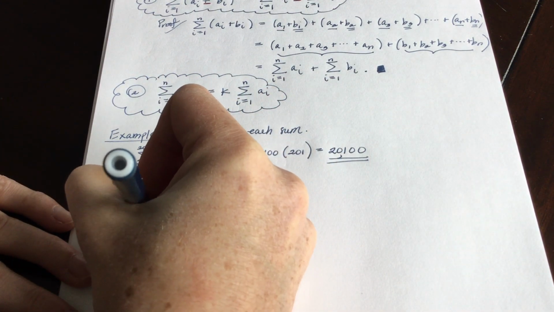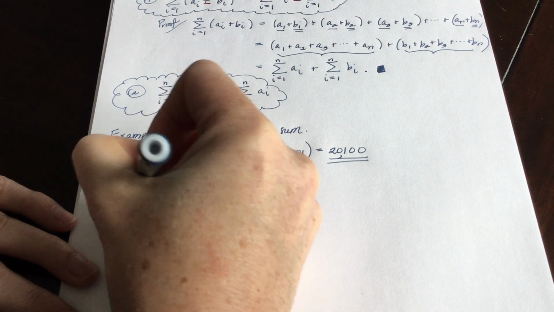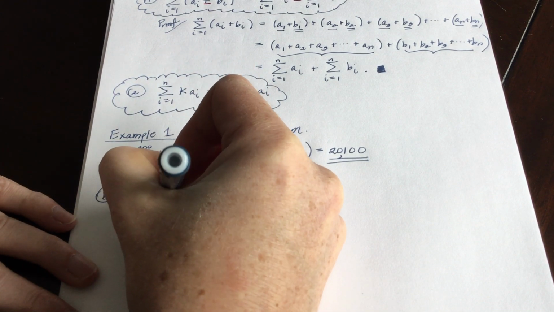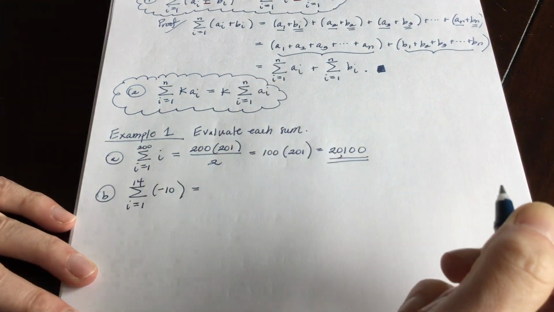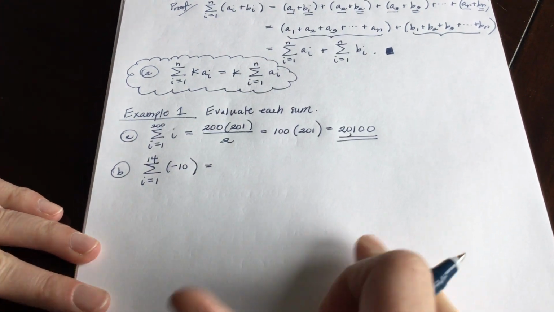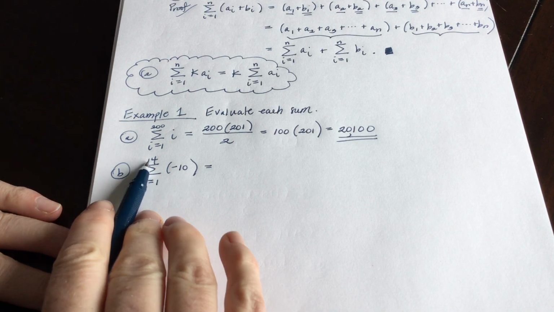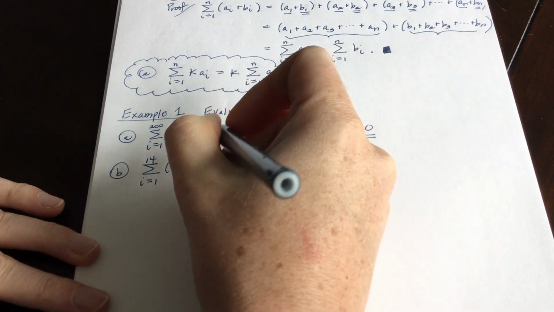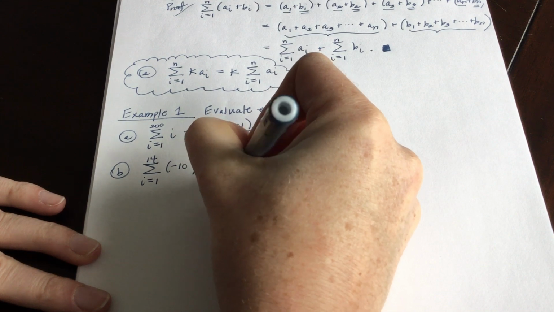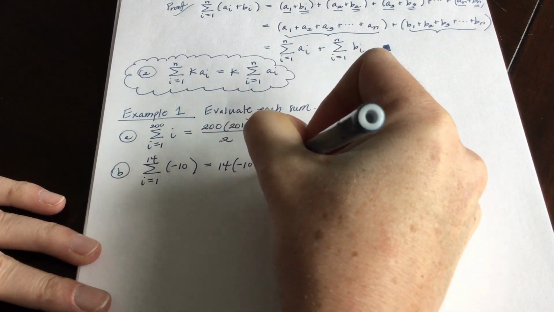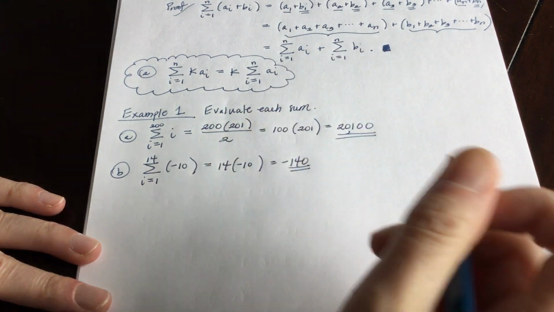Okay, part B. The sum as i goes from 1 to 14 of negative 10. So in this case, you've just got a constant here. You do start at 1, so you would just have 14 negative 10s. So your answer would be negative 140. Okay.